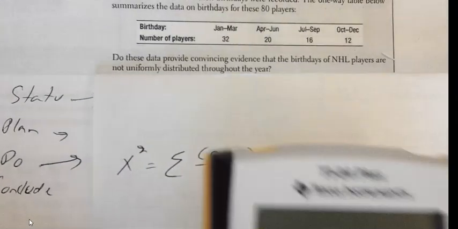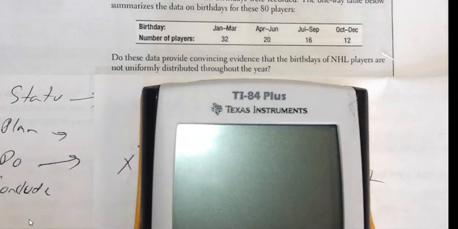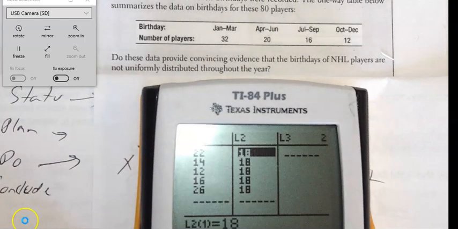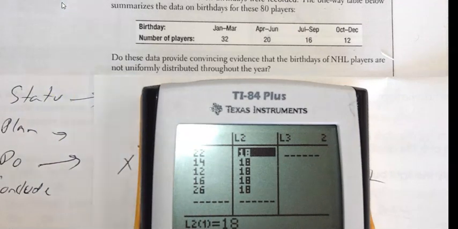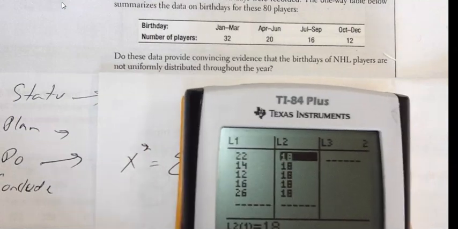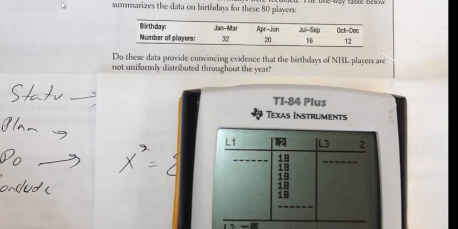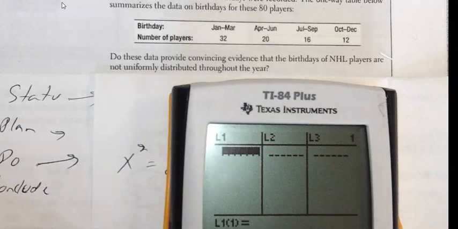So I need to make two lists. And the lists are going to be the data from the table. Let's start there. So I'm going to clear out what I have currently. So clear, not delete. And it says 32, 20, 16, and 12.